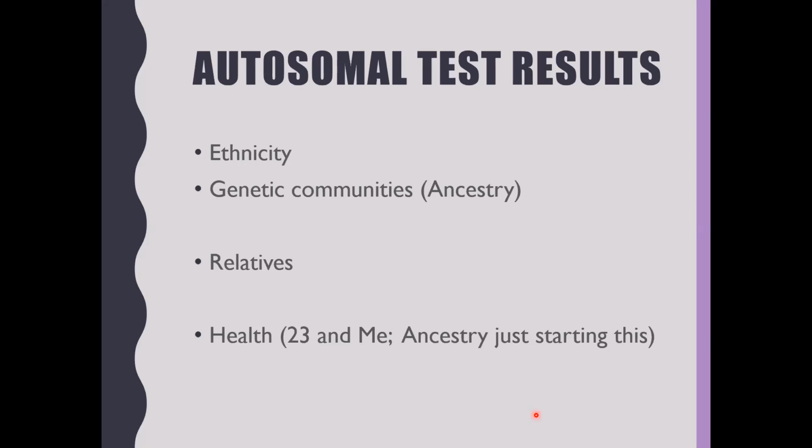23andMe does some health reports about certain things, like the BRCA gene, whether you have one of the markers that puts people at higher risk of breast cancer. So if you've got breast cancer in your family, it's worth knowing whether it's the kind that's related to the BRCA gene, because it puts you at higher risk of breast cancer and ovarian cancer and all of that. Ancestry started doing that, but I haven't done it there, so I can't tell you much about it yet. They've just started it.